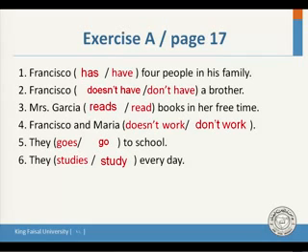Let's do this exercise together. Now this is exercise A on page 17. We have 6 sentences here. Look at the sentences. Number 1, Francisco has or have 4 people in his family. What do you think? Okay, Francisco has 4 people in his family. He has 4 people in his family.